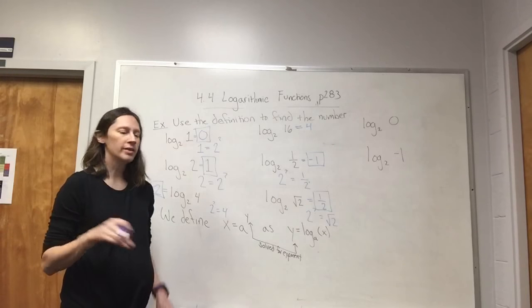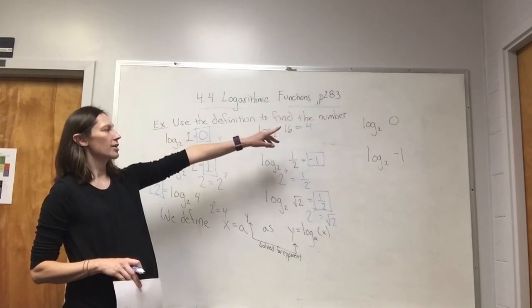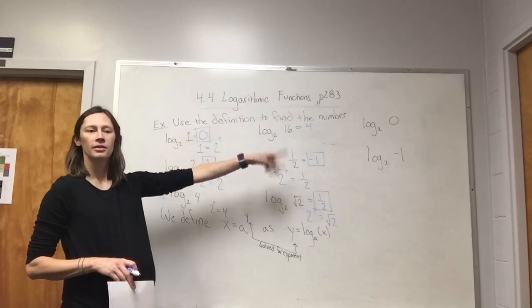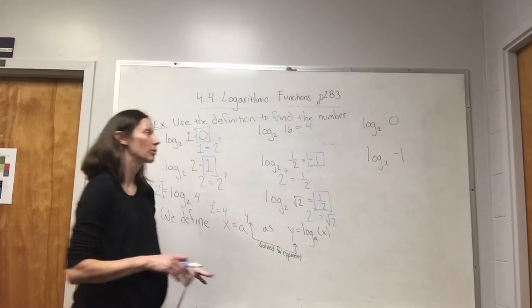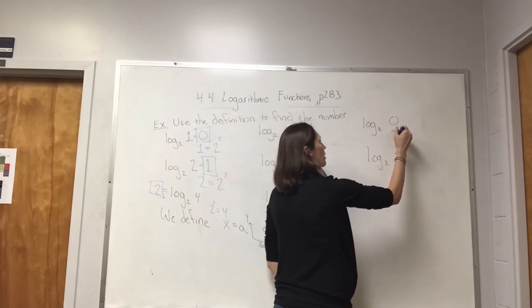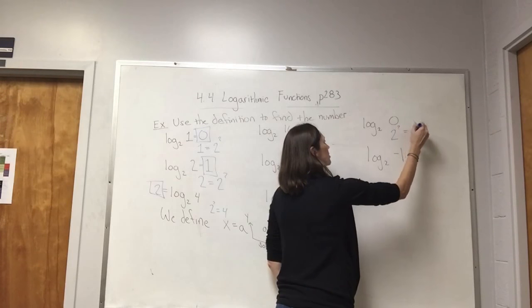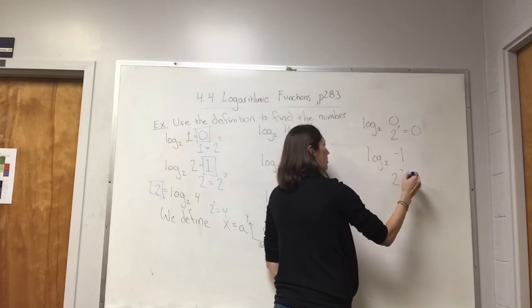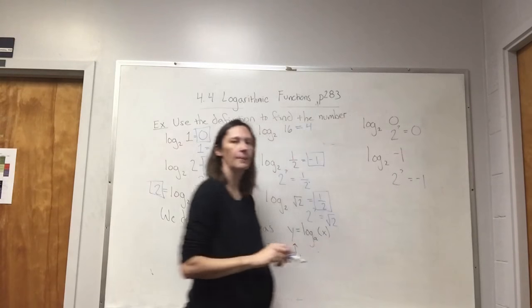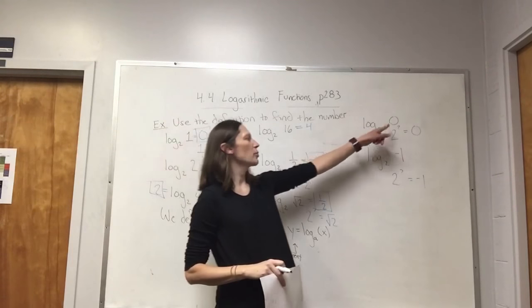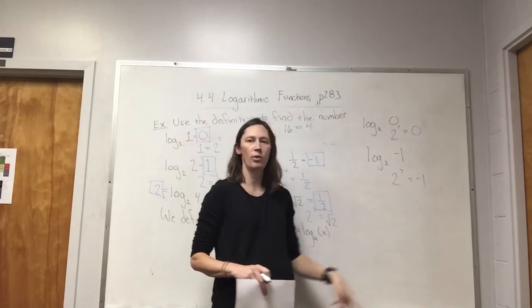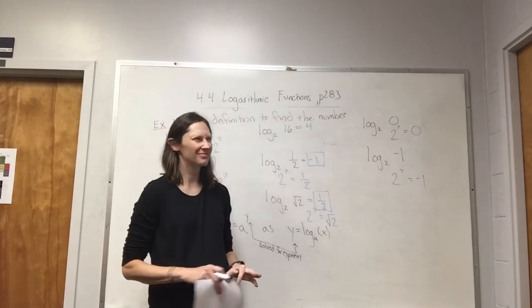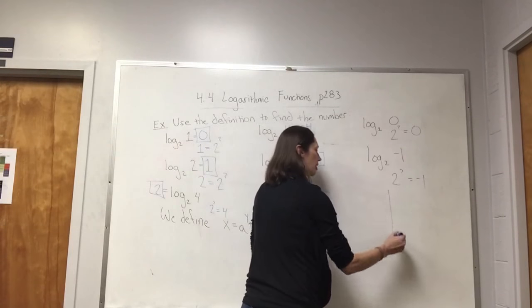If you want, maybe just pause the video and try these. Give it a little pause, try on your own, see if you're right, fast forward. Okay. I'm going to continue going. 2 to some power is 0. That's this one. 2 to some power is negative 1. So what exponent on 2 gives you 0? And what exponent on 2 gives you negative 1? Okay. These are a little trickier.